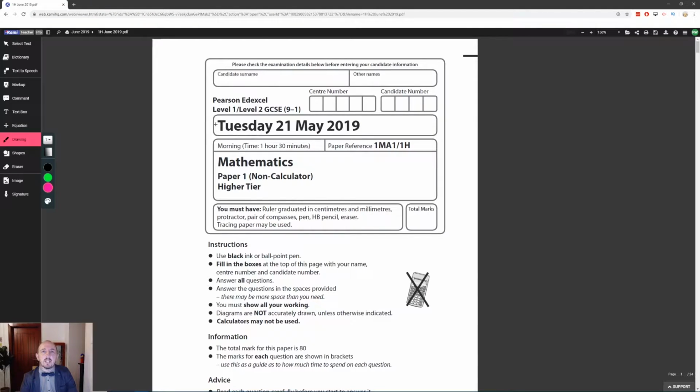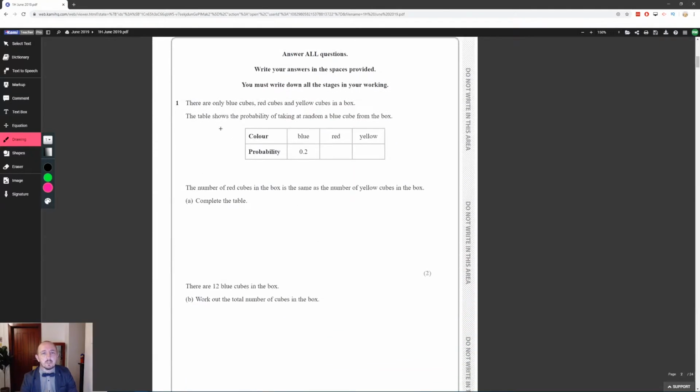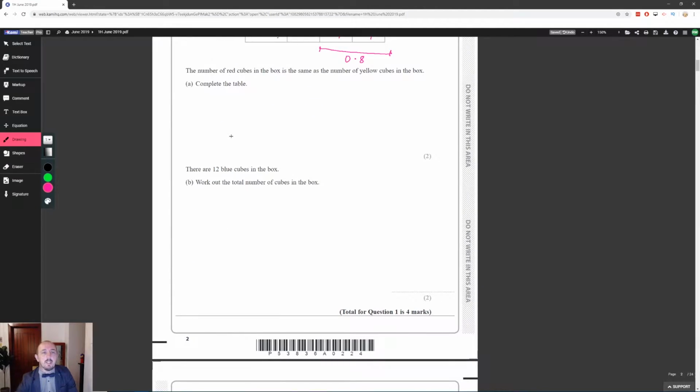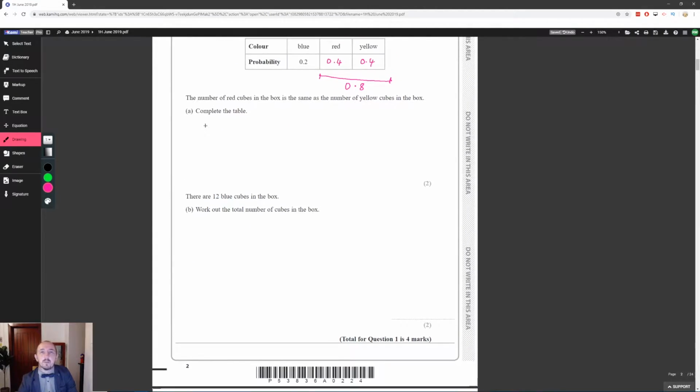Let's get started. This paper is a non-calculator paper, and as we look at question 1 we have probabilities that we know are going to add up to 1. So these two boxes, whatever they have in them, are going to be worth 0.8, and it says the number of red cubes is equal to the number of yellow, so we're going to share that probability equally between the two like that.